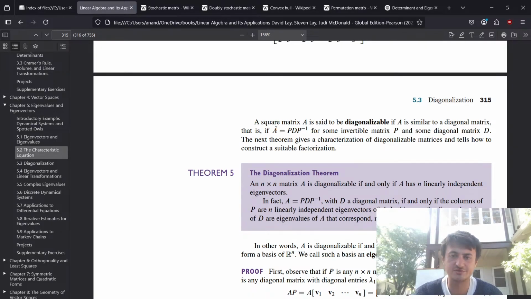A square matrix A is said to be diagonalizable if A is similar to a diagonal matrix. That is, A equals P D P inverse for some invertible matrix P and some diagonal matrix D. The next theorem gives a characterization of diagonalizable matrices and tells us how to construct a suitable factorization. Theorem 5, the diagonalization theorem. An n by n matrix A is diagonalizable if and only if A has n linearly independent eigenvectors.